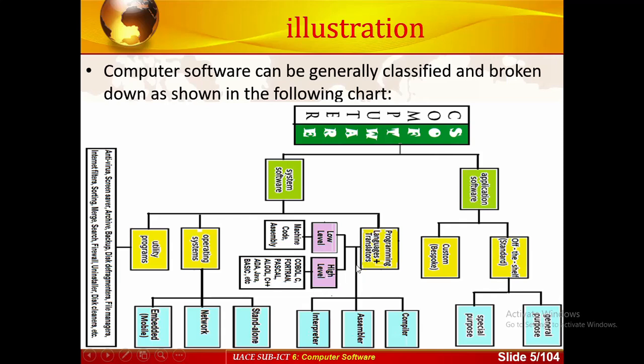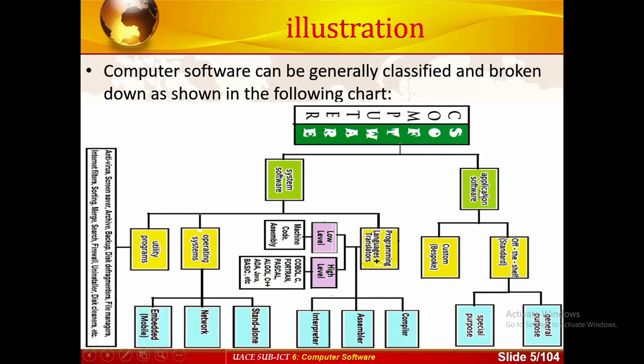Then apart from that, we need to have the program translators or the language translators, where we have the interpreters, assemblers, compilers, and even linkers, which are not listed here. These help us to translate the code so that we can understand it.